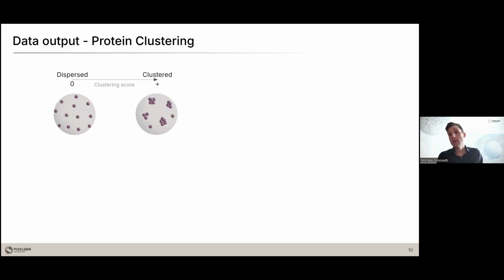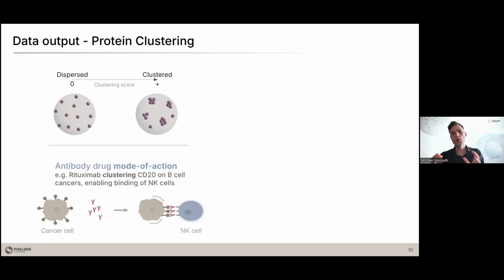And then it looks for how many times one protein is closer to itself more often than it is by random chance. So basically, it's correcting everything based on the abundance of that protein. That gives you a score, which is positive if, as you can see in the drawing, that protein is clustering on the cell surface, or close to 0 if that protein is dispersed on the cell surface.